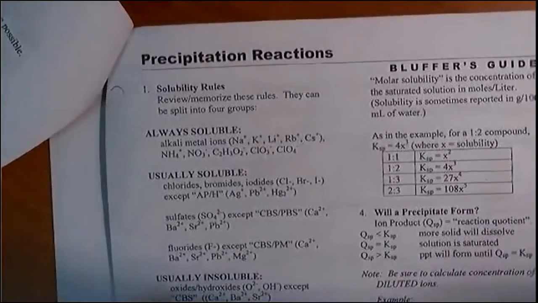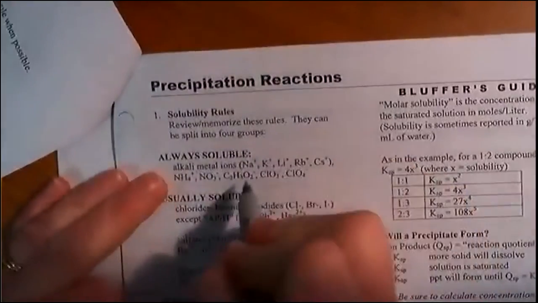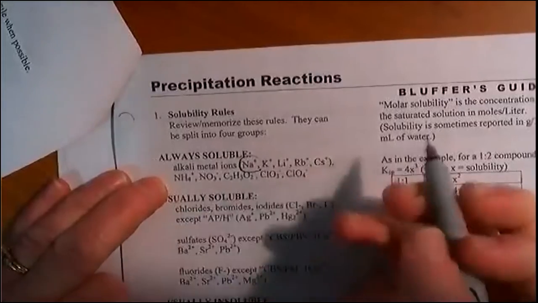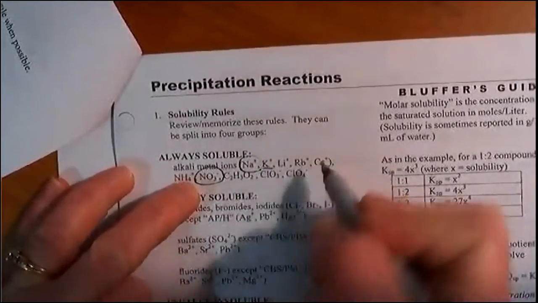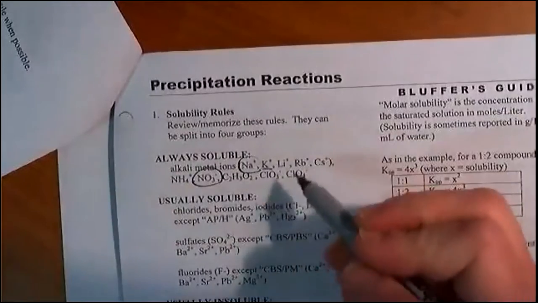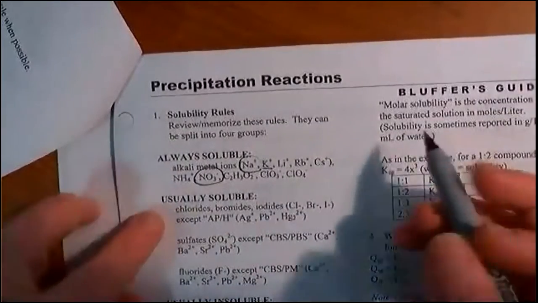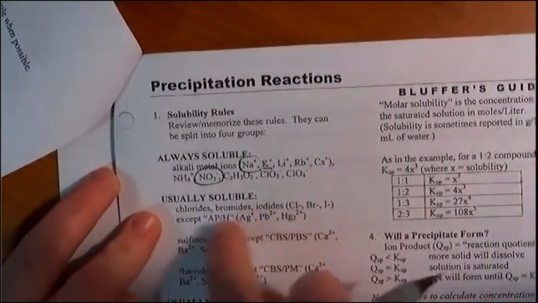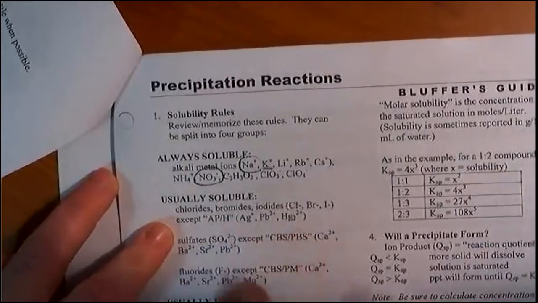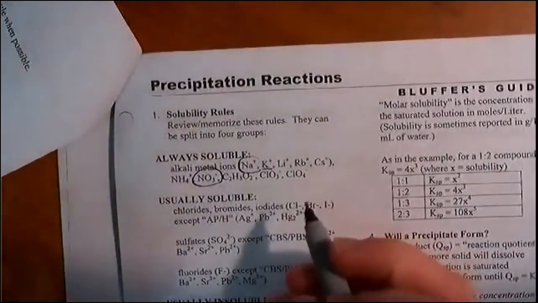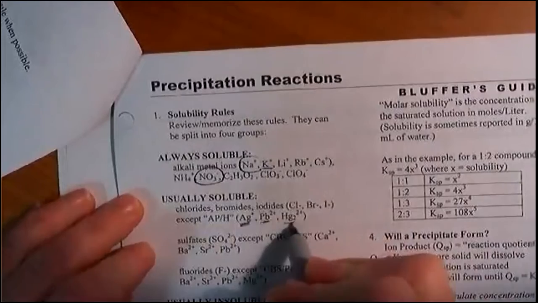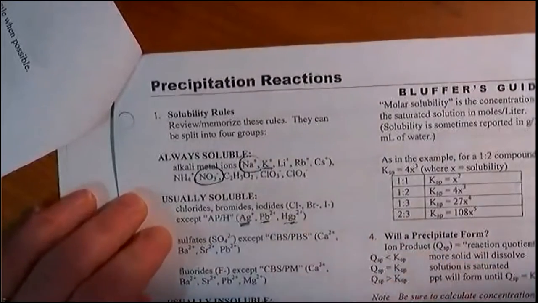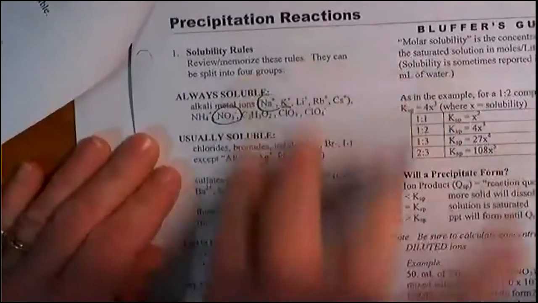So you know there's our always sodium compounds, always soluble, nitrates, always soluble, potassium. Those are the main ones that we revisit again and again, where chlorides and bromides and iodides, except for silver, lead 2, mercury 1, those are going to be soluble. So here's just a reminder.